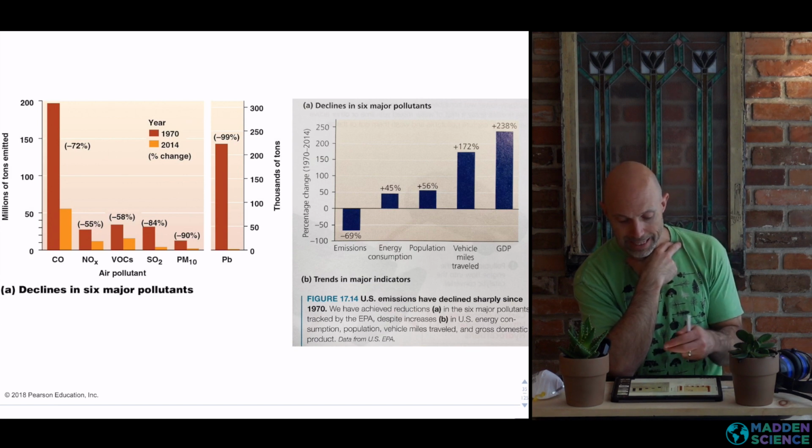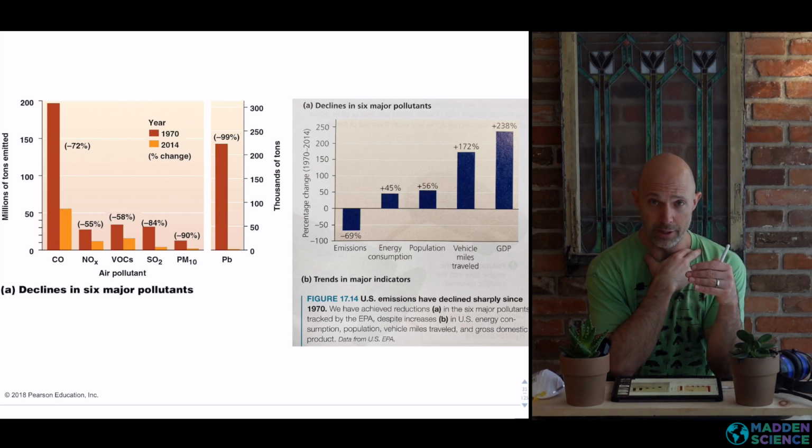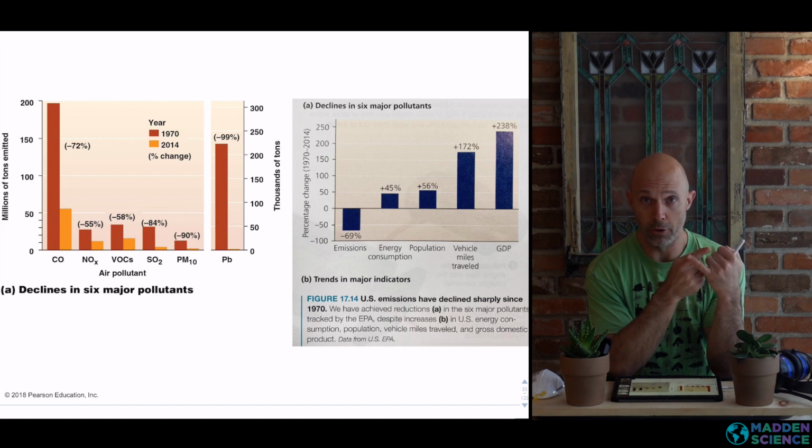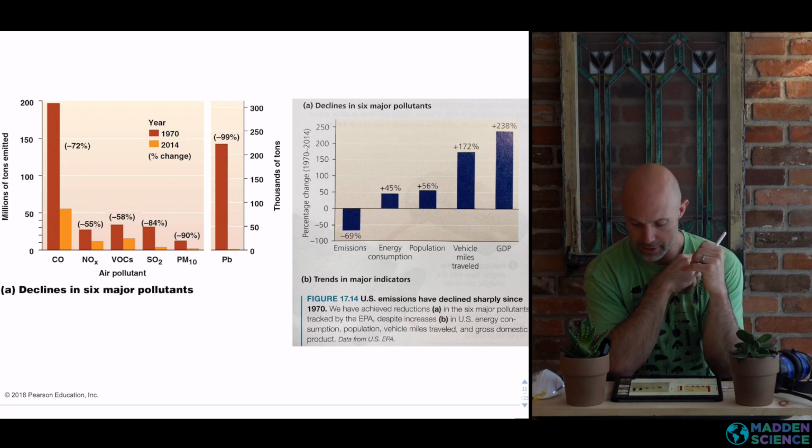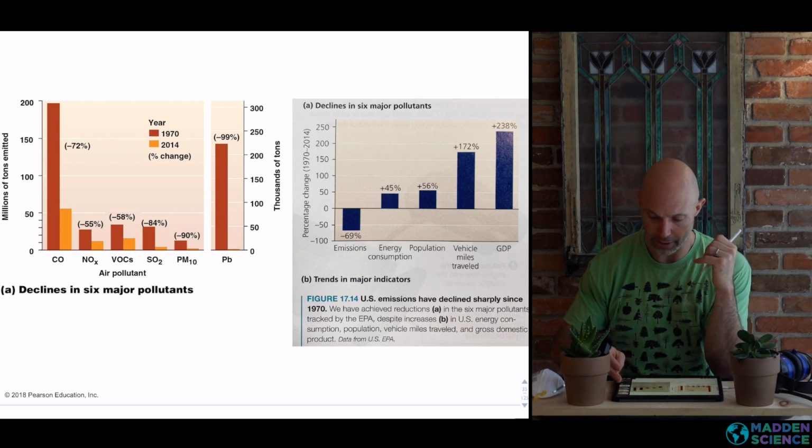Now, this is all happening even with an increase in emissions. So people are burning more fossil fuel, they're driving their cars more, and there's a greater population. And yet, these indicators have decreased quite significantly.